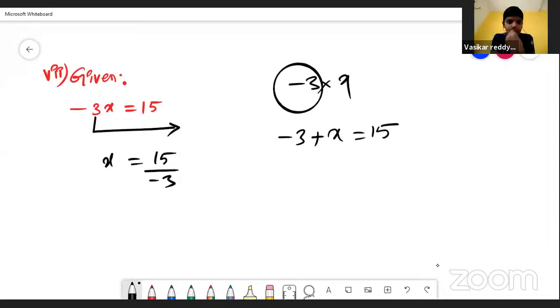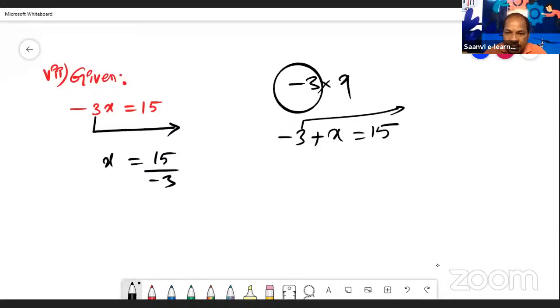If we observe here, minus 3 is one term and x is another term. Both are different, and between them a plus symbol is there. So in this case, when this minus 3 is sent to this side, it becomes plus 3.